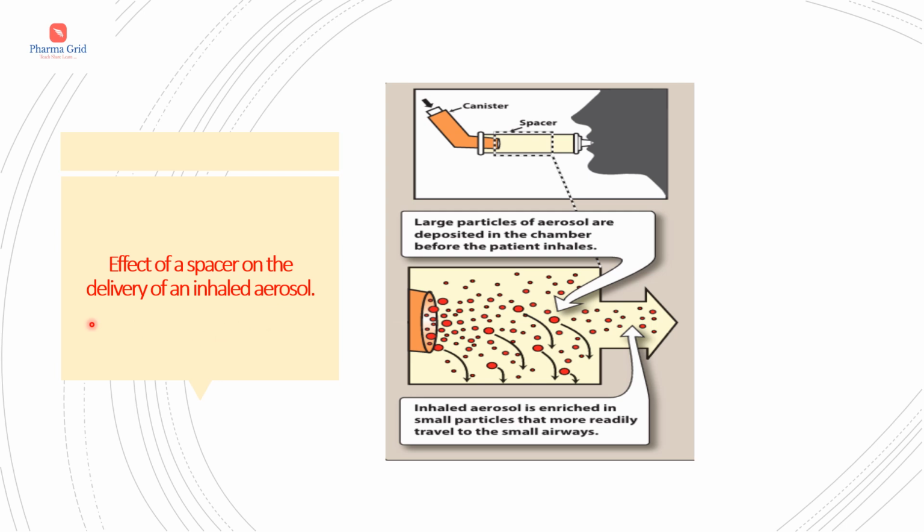Effect of a spacer on the delivery of an inhaled aerosol. So this is a spacer that is attached to a metered dose inhaler. Large particles of the aerosol are deposited in the chamber before the patient inhales. So the large particles get deposited in the spacer, and the inhaled aerosol is enriched in small particles that more readily travel to the smaller airways. The larger particles get deposited in the spacer, whereas the smaller particles that have higher velocity will enter into the airways.